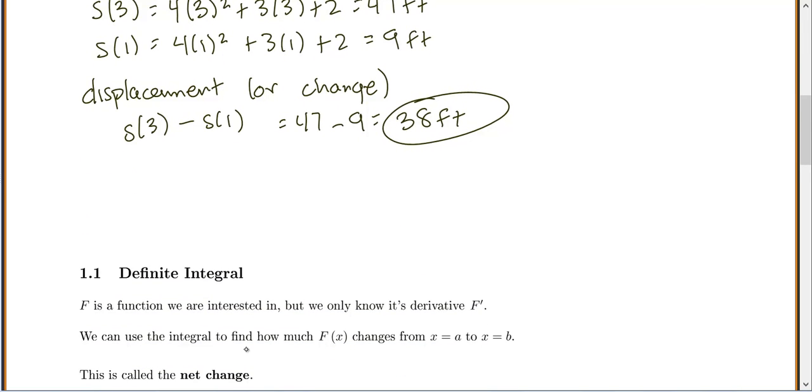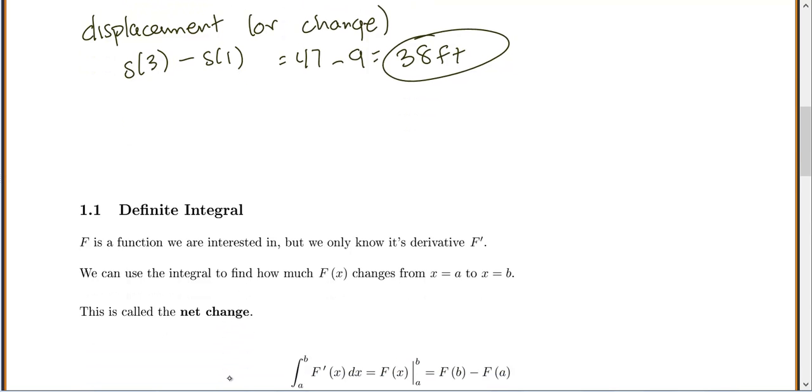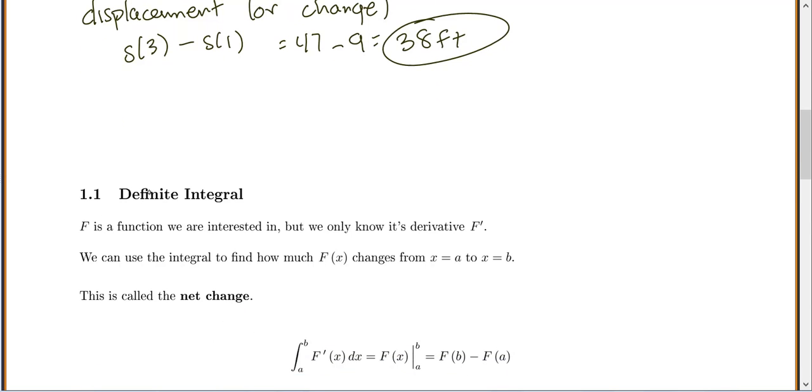This actually happens so often that we're going to make a formula for it. We call it the definite integral, and our f switches back and forth between the lowercase and uppercase F depending on what they're doing. Let's say f is a function we're interested in, but we only know its derivative f prime. We can use the integral to find out how much f of x changes from x equals a to x equals b. So that's what we did up above.